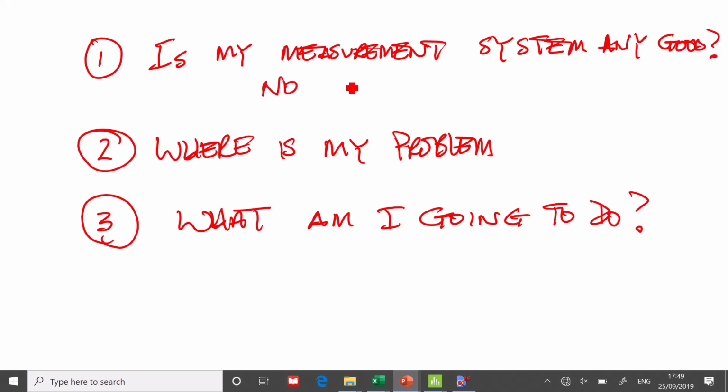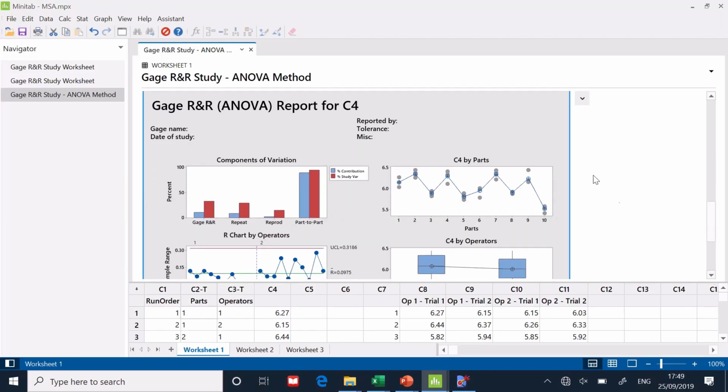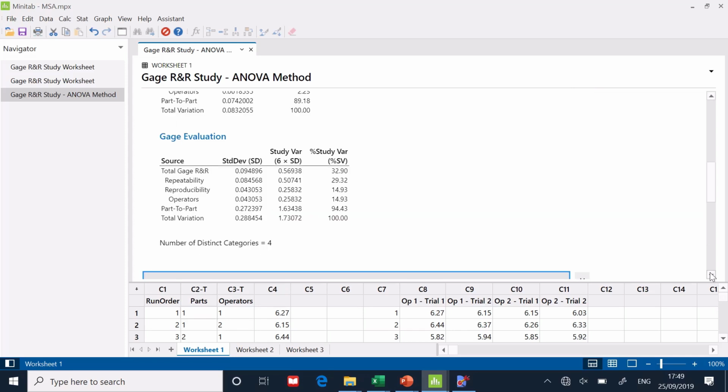No. I looked at the contribution, 32%, not acceptable. Right, where is my problem? Now what I'm going to do, I'm going to look at the graphs. Okay, so before we look at the graphs, we've got the study variation here, which is 32%, which you've said is unacceptable. Now what I want to do, look, where's my problem?